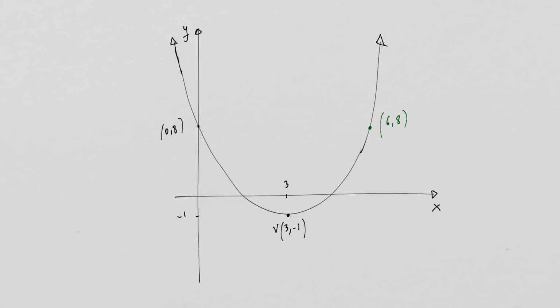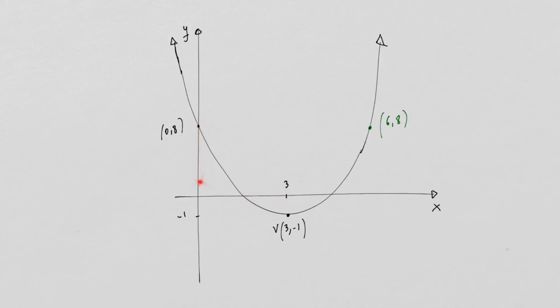3, negative 1. Now, the units on the x-axis do not have to be the same as the units on the y-axis. In other words, you might say, well, if this is 8, how could this be 3? Well, I chose 1 unit on the x-axis to be this much. 1, 2, 3.